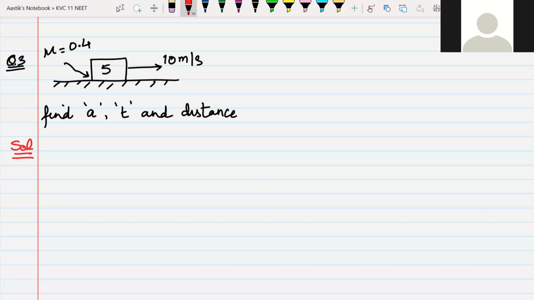Anyone with an answer? A is equal to 4 meter per second. A is equal to 4 meter per second square. Okay, what about the next one? T is equal to 6, sir.